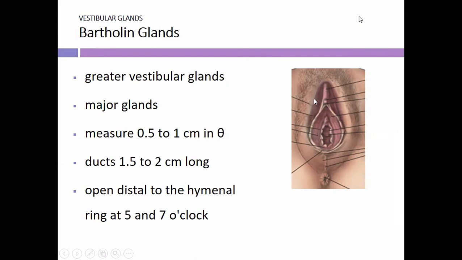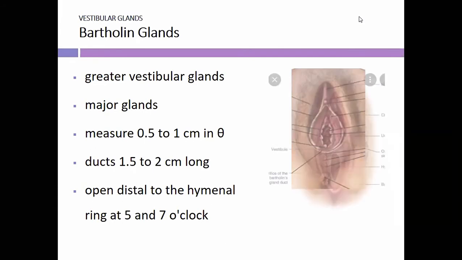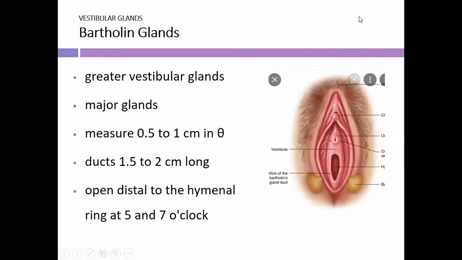Grossly, you cannot see the Bartholin's gland here on the vulva. They are also known as the greater vestibular glands, and this is a major gland. But if we look deeper, the Bartholin's glands are found at the 5 and 7 o'clock positions. They secrete mucus, and these secretions will have to pass through the Bartholin's duct.